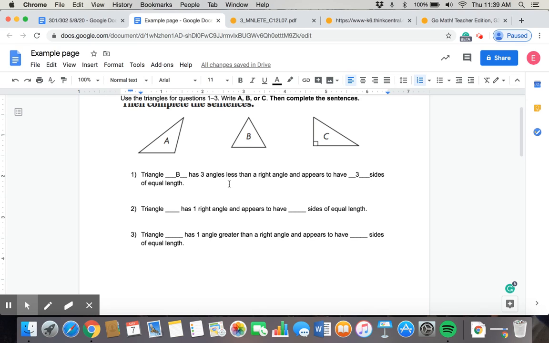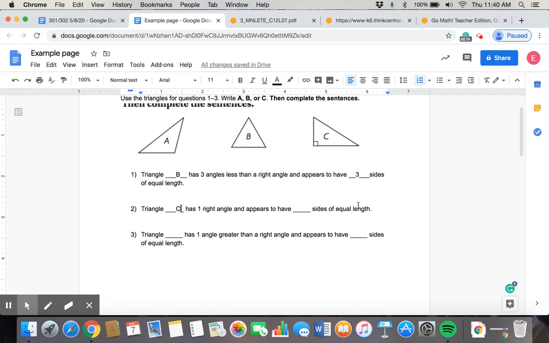I'm going to move on to question 2 now. Triangle blank has 1 right angle. Well, we already said we know our little square in the corner means that it's a right angle. And I don't see any squares in A or B. And I only see 1 square in triangle C. So I know that triangle C, and I'll fill in C, has 1 right angle. Now I'm going to read it again and try and finish. Triangle C has 1 right angle and appears to have blank sides of equal length.